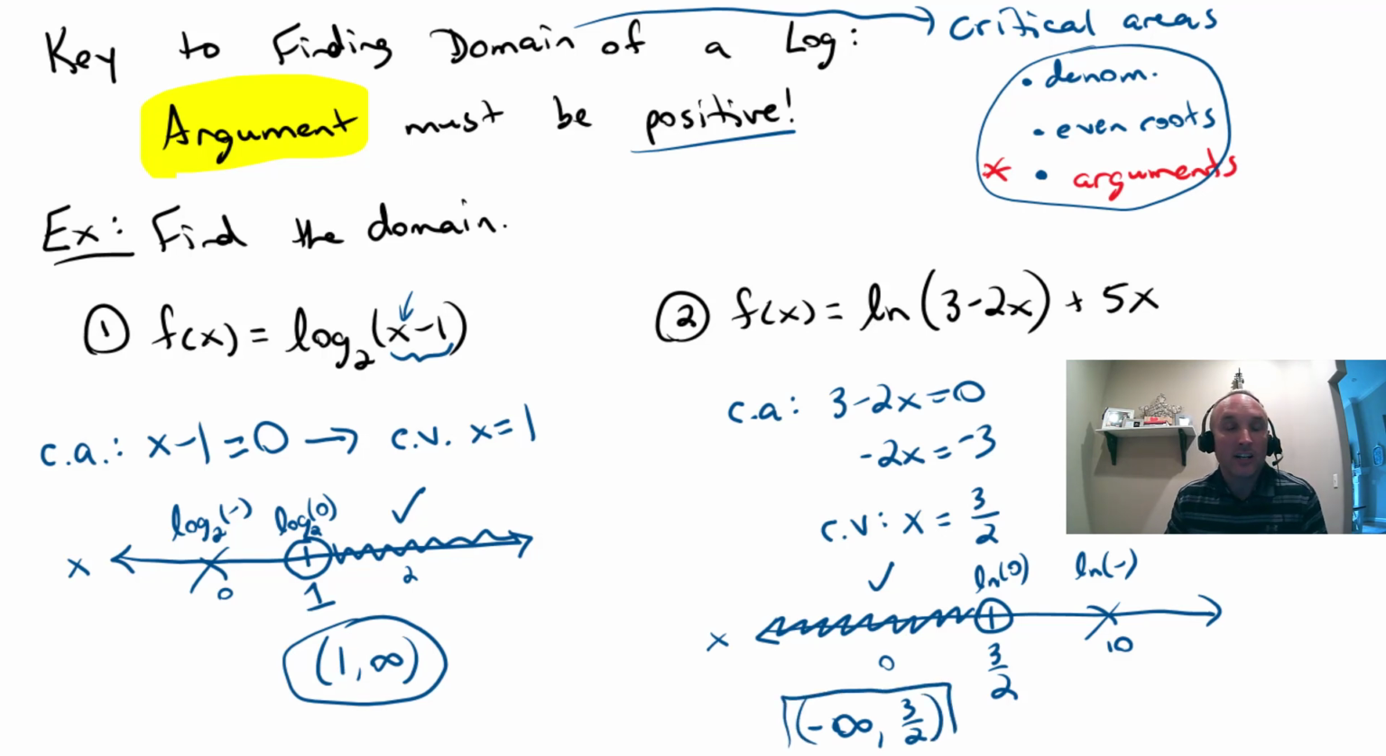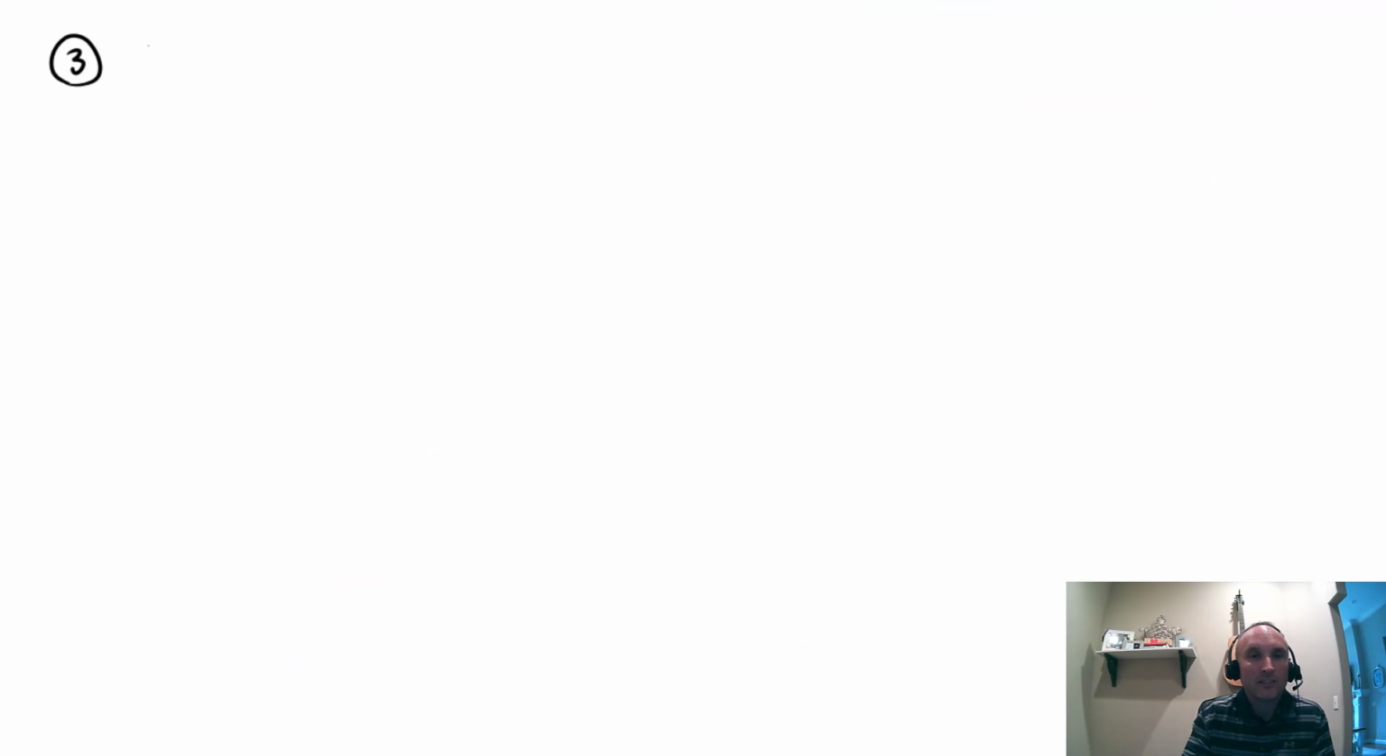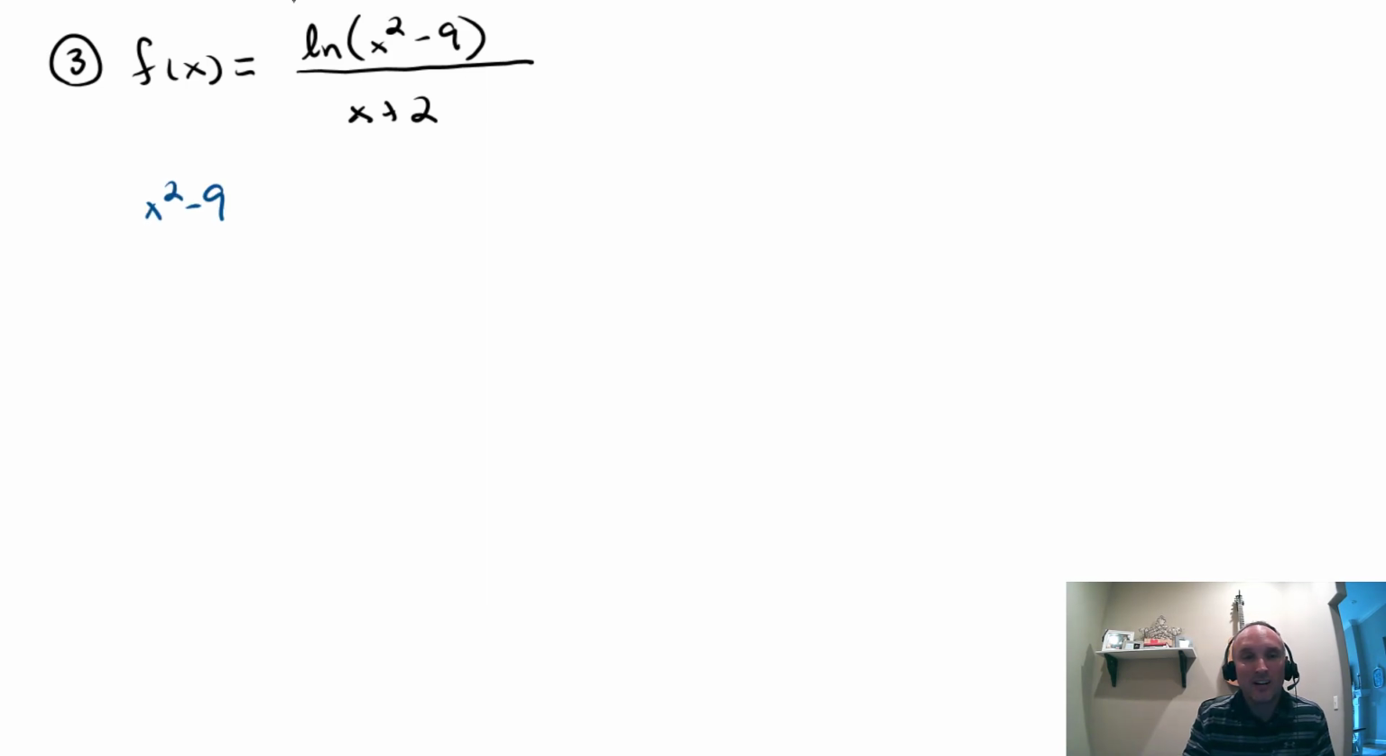Let's look at a couple trickier examples and then we'll wrap up this video. Find the domain. Number 3. Let's look at f of x equals, I don't know, the natural log of x squared minus 9 over x plus 2. Well, in this case, I've got two critical areas because I have an argument, x squared minus 9, and I have a denominator, x plus 2.